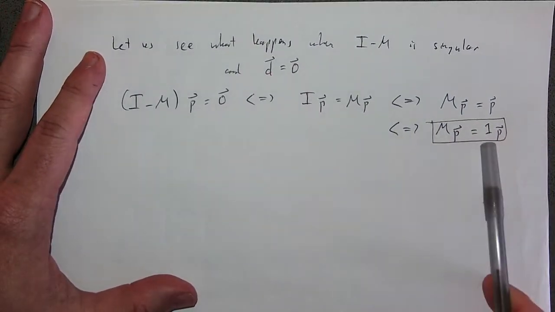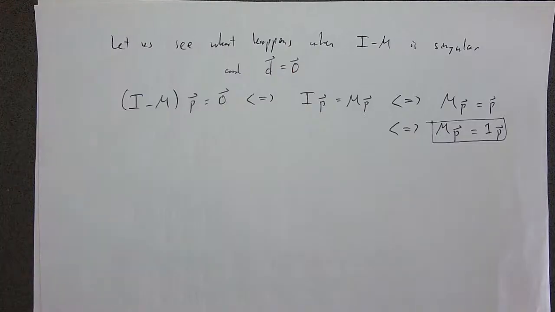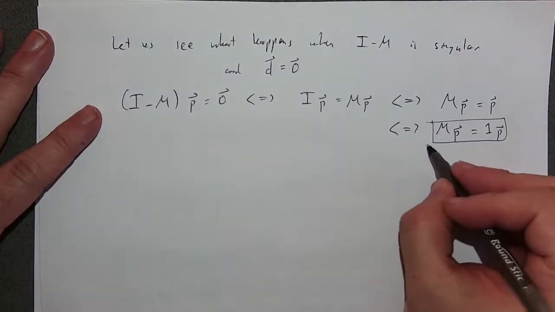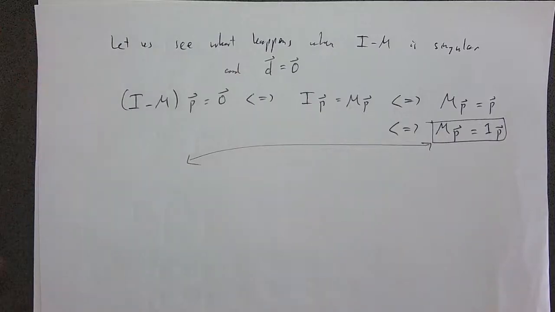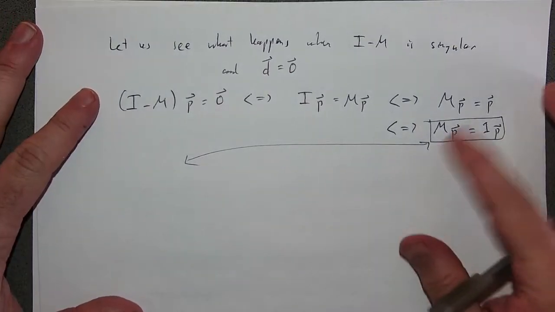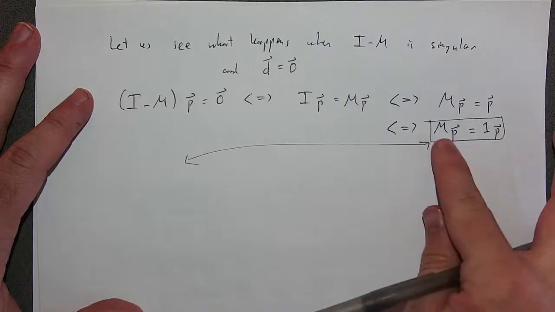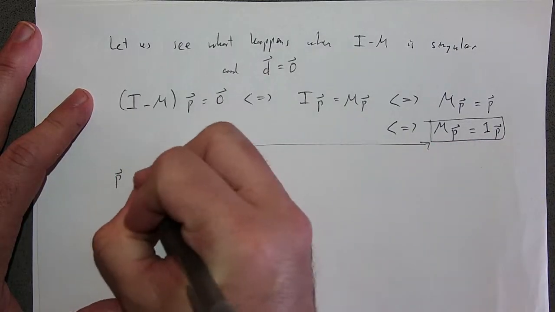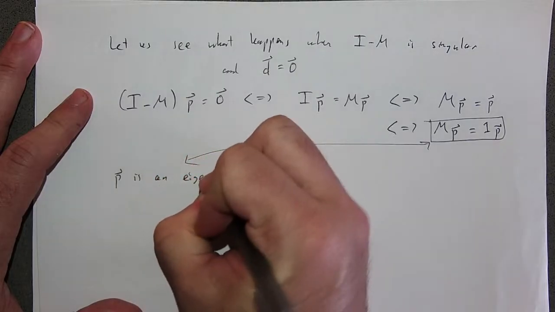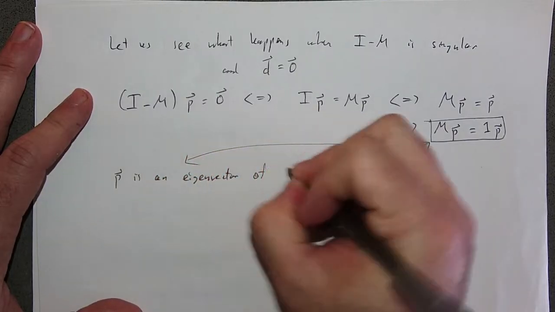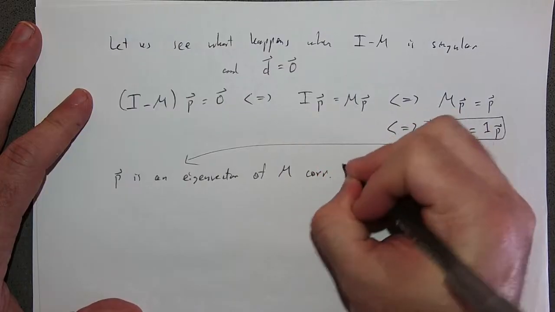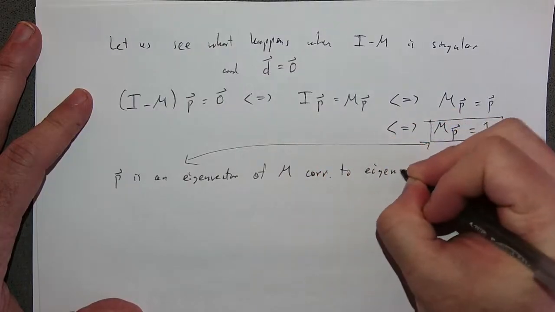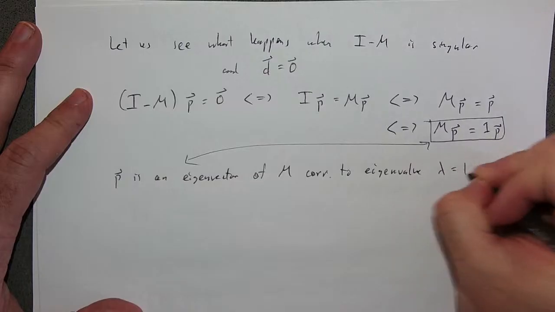Now, why did I write it like that? Well, this is to show you what this equation means. You can go back to our first day of lecture when I went over this review material a little bit. This means that P is an eigenvector of the matrix M corresponding to eigenvalue lambda equals 1.